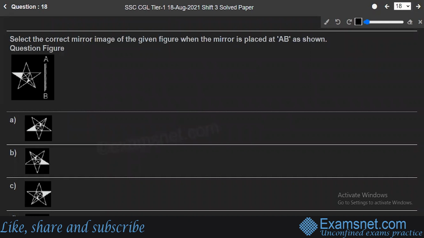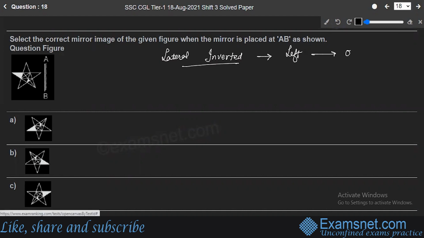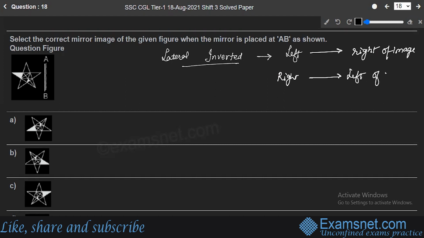Question number 18, select the mirror image of the given figure when the mirror is placed at AB position. So this is the image, you have to find out the mirror image of it. While finding out the mirror image, please note down one thing, that whenever you have an object, the mirror image will be laterally inverted. What do you mean by that? Laterally inverted means the left of the object appears to be on the right of the image, and right of the object appears to be on the left of the image.